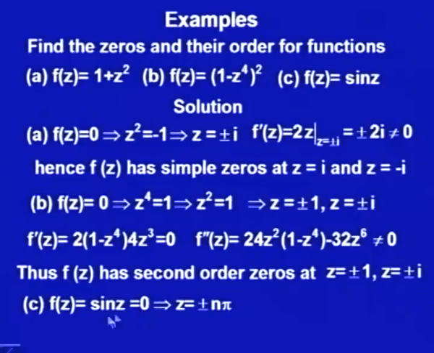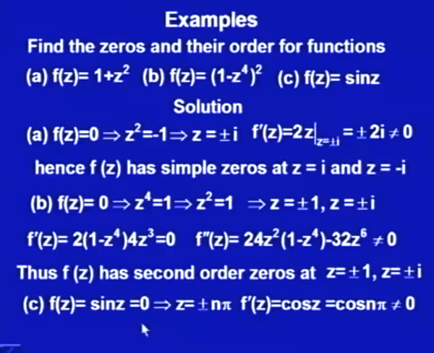Sin z would be 0, this says z should be plus or minus n pi. Now, what will be the derivative of sin z? We do know it is cosine z, and at plus or minus n pi it would be cosine n pi, and at minus n pi, that is also cosine n pi, and we do know that this is not 0.